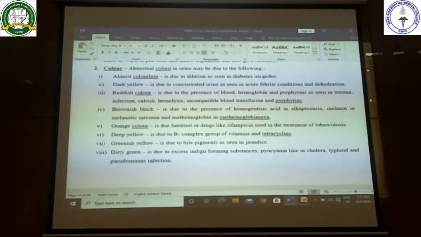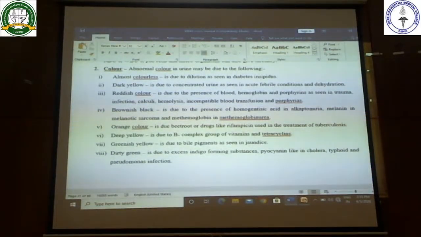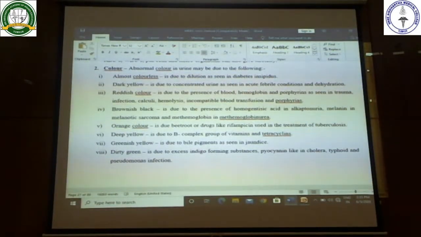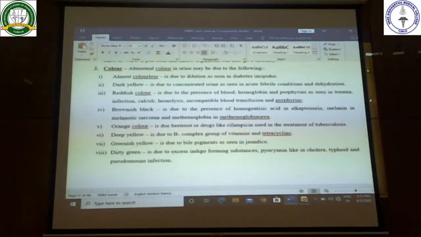So when can you see this? You can see this in a condition called diabetes insipidus. This is due to dilution of the urine. What happens in diabetes insipidus? There is a problem with antidiuretic hormone, so lots of urine is produced. When lots of urine is there, the solutes get diluted, so it appears almost colorless. That is one of the causes.